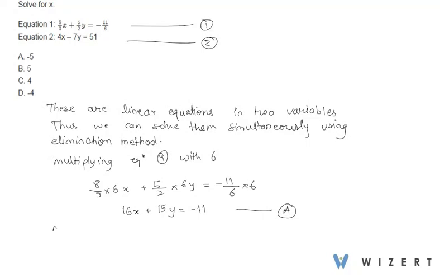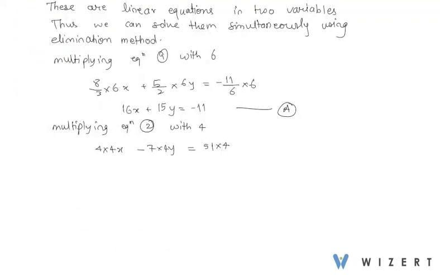Next, what we do is we multiply equation 2 with 4. What we get is 4 into 4x minus 7 into 4y equal to 51 into 4, which is coming as 16x minus 28y equal to 204. Let's name it as equation B.